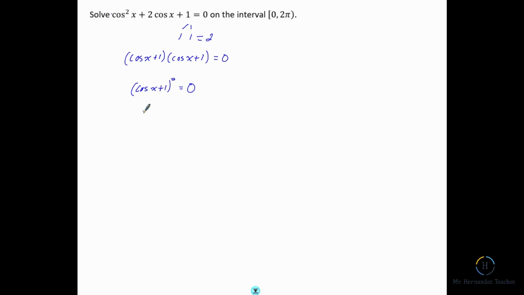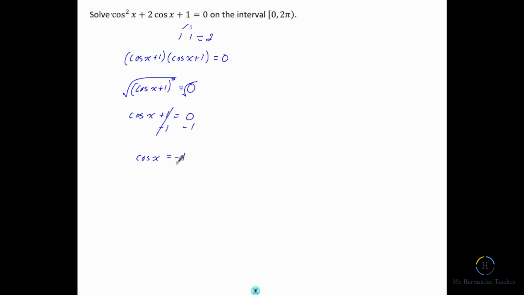And now this makes it very simple to solve. I could take the square root of both sides. Those two cancel out. So now I have cosine of x plus 1 is equal to, well, the square root of 0 is just 0. And then I can subtract 1 from both sides. So those cancel, and I'm left with cosine of x equal to 0 minus 1, which is -1.